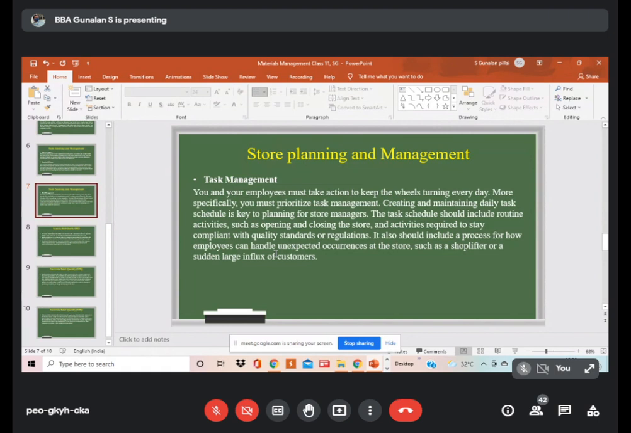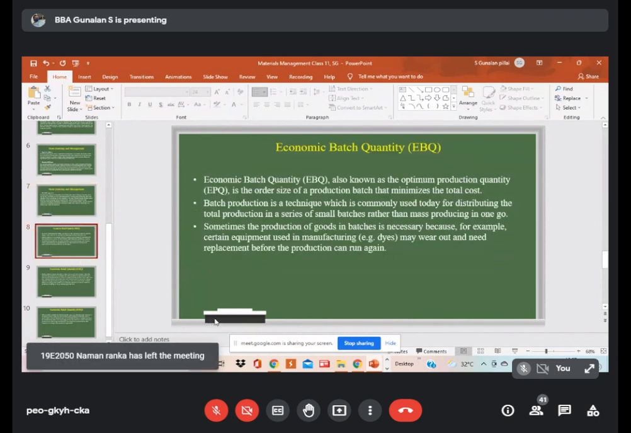If something beyond your control happens in the store, then you have to be ready to manage it, such as a shoplifter or a sudden large influx of customers. Suddenly some 50 customers unexpectedly come, and you have to provide the service required from the store. You should be ready to do that. This is management of store.